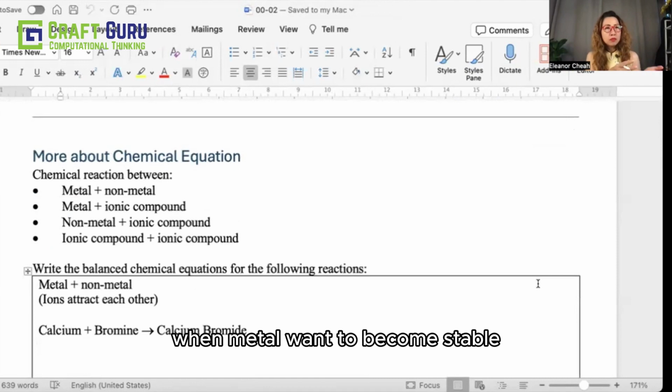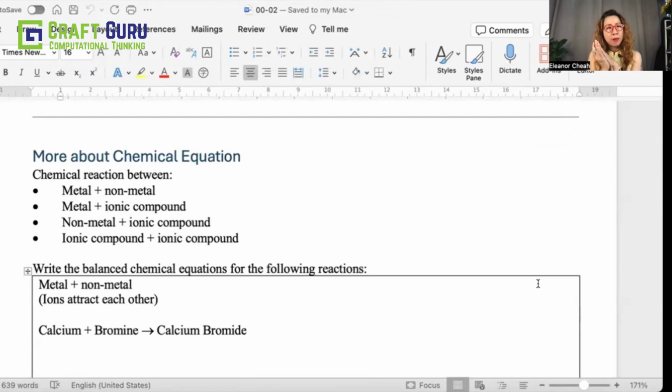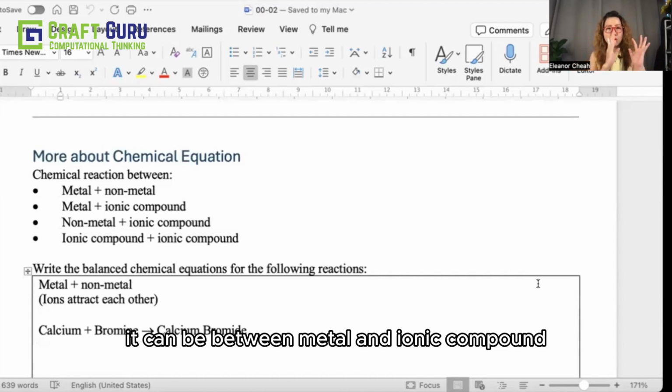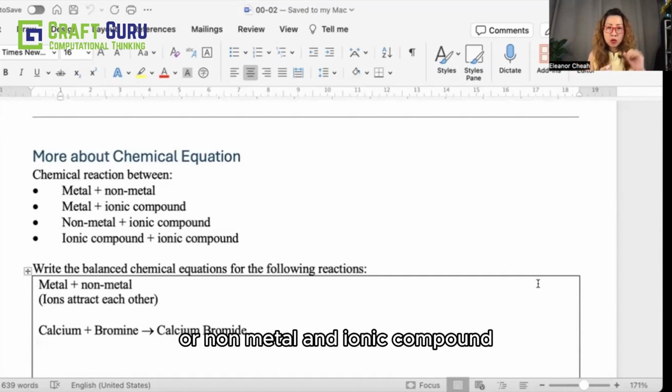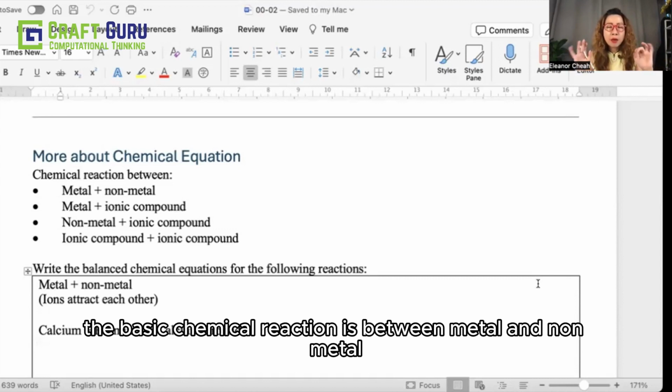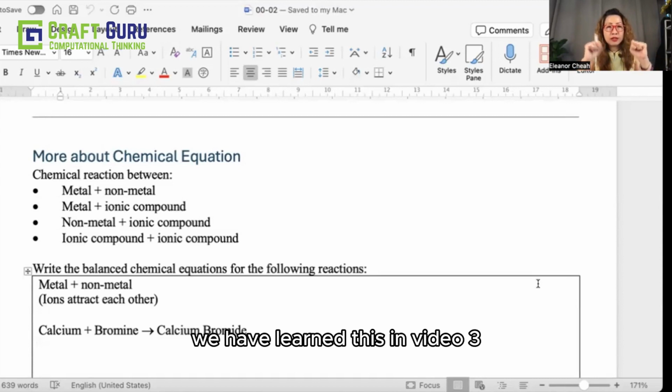When metal want to become stable, it will have reaction with non-metal. But is chemical equation just between metal and non-metal? Not necessary. It can be between metal and ionic compound, or non-metal and ionic compound, or between ionic compound and ionic compound. The basic chemical reaction is between metal and non-metal. We have learned this in video 3.